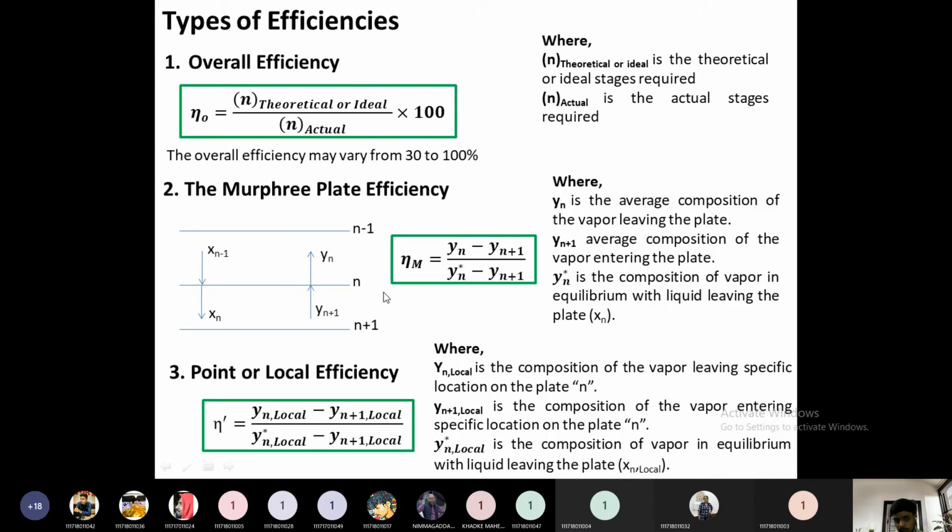These formulas are important. If your manager or someone in the industry asks you to calculate the plate number n efficiency of a plate number n, how can you calculate it? We have to count the plates from the top section to the bottom section. First you have to count how many plates are supplied.